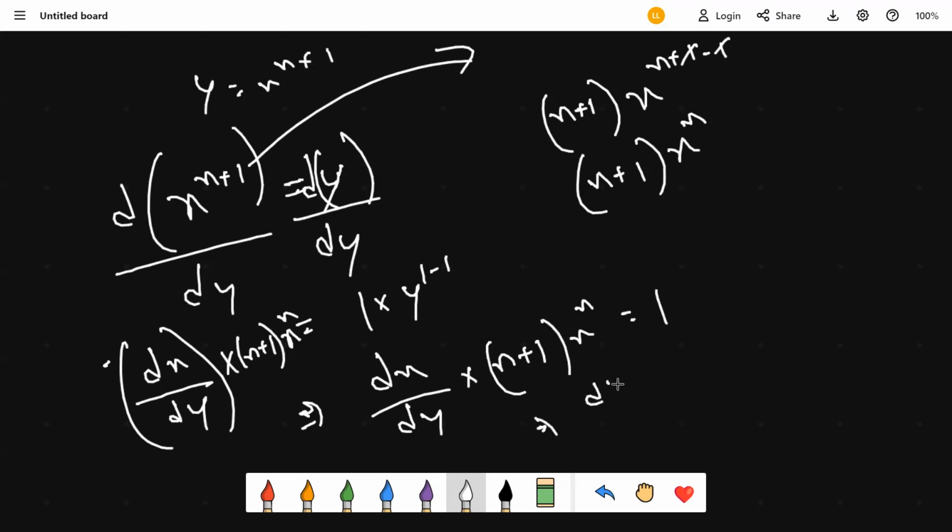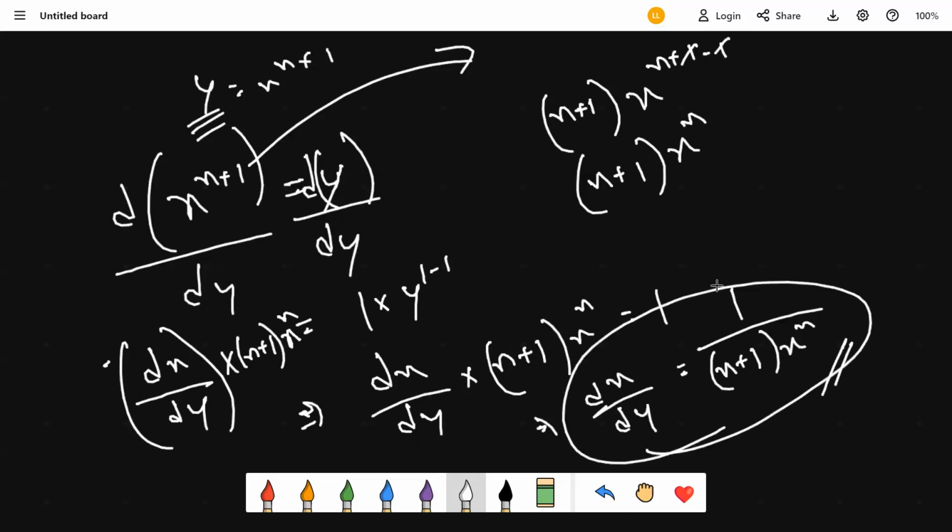So we can simply say that dx by dy is equal to what? 1 divided by n plus 1 times x to the power n. So this is our dx by dy value, okay? Our differentiated value of x with respect to y, this is our result. Now, if we want to find the opposite, the differentiated value of y with respect to x, that's exactly the opposite of that, which you can simply flip to get the result. dy by dx is actually flipping the result. So that gives us n plus 1 times x to the power n.